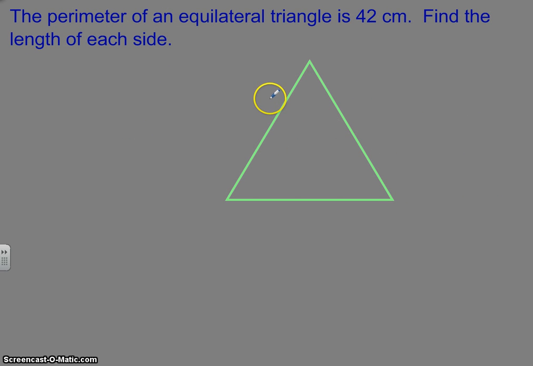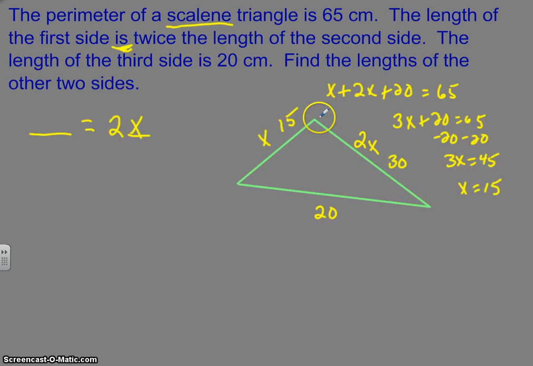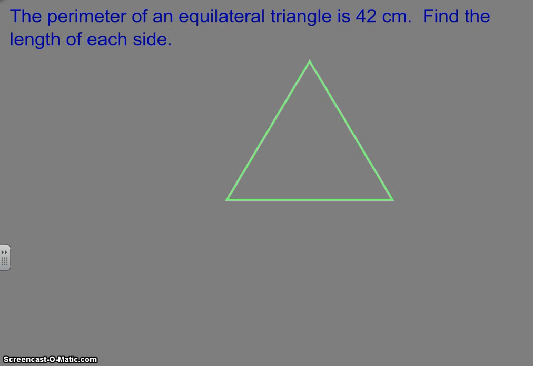Okay, next one. The perimeter of an equilateral triangle is 42 centimeters. Oh, got to go back. We forgot something. Centimeters. Got to put units. Okay, even I forget that sometimes. Next. Here we have 42 centimeters. Find the length of each side. Well, each side length is the same. And since we don't know what each side length is, we're going to call it x. And since they're all the same, they're all x. Now, if we add those side lengths together, we should get the perimeter, which is 42 centimeters.